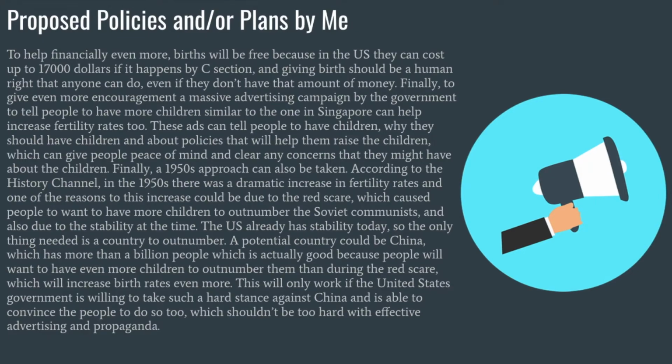Finally, an advertising campaign to tell people to have children, similar to the one in Singapore, can help a lot too. These ads should tell people to have children, why they should have children, and about policies that the government has to help them raise children. In the 1950s, something similar happened during the Red Scare, where the government encouraged people to have more children to outnumber the communists. A similar approach can be taken today with a country like China, that actually has a very high population. Something like this, if the advertising campaign is effective, should really increase birth rates a lot.